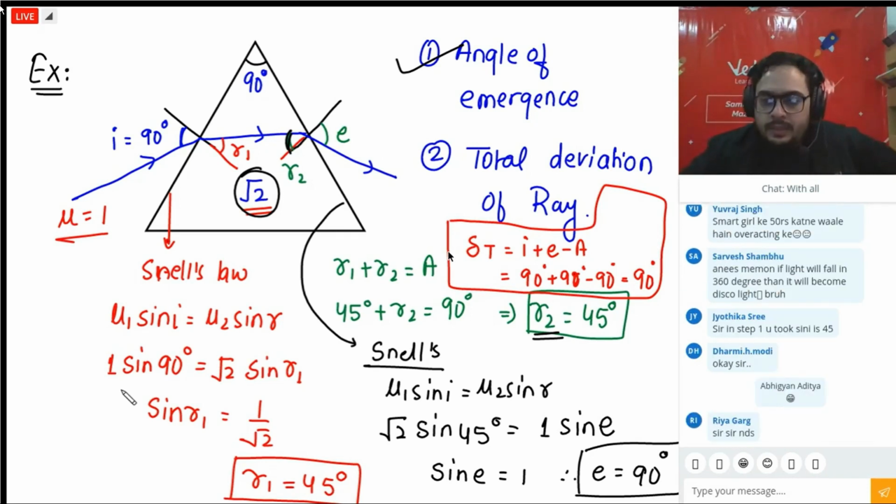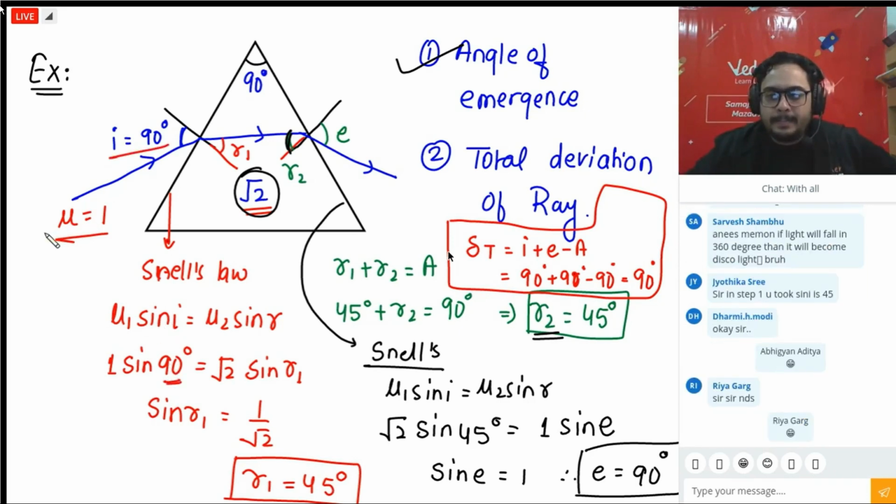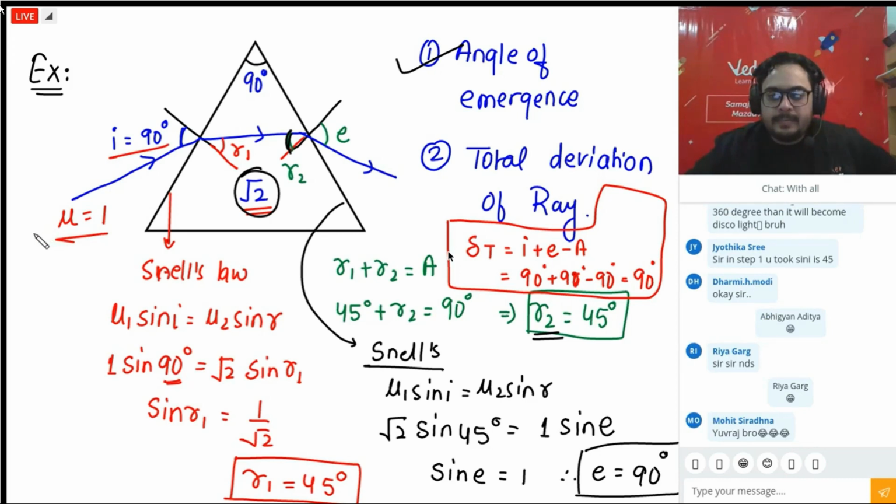Jyotika is asking, sir, in step 1 you took sine I is 45. What? Beta, sine 90 degree. I is given, na, 90 degree. At least write your doubts properly.